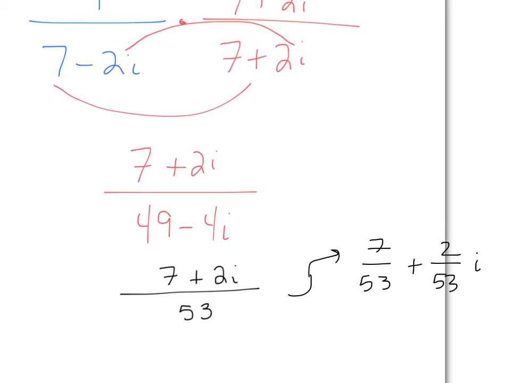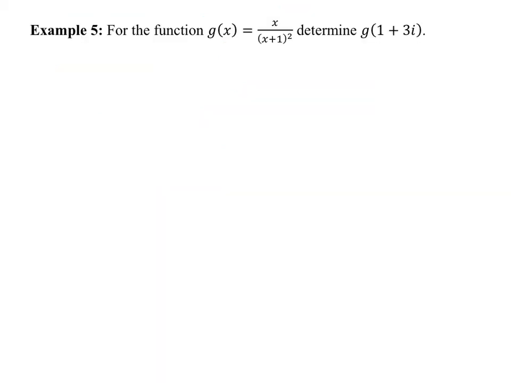And last but not least, a mess of a problem. Similar to the ones we've done, but I want you guys to be familiar with evaluating functions. It doesn't matter if you're evaluating with a real or imaginary number. So if g of x equals x over the quantity x plus 1 squared, determine g of 1 plus 3i. What does it mean when it says determine g of some number? What do you do with that number, Niall?